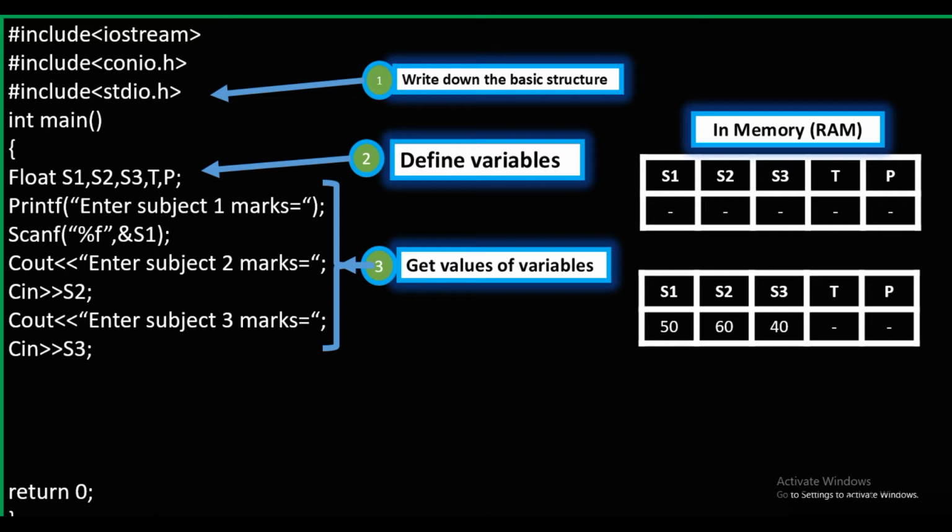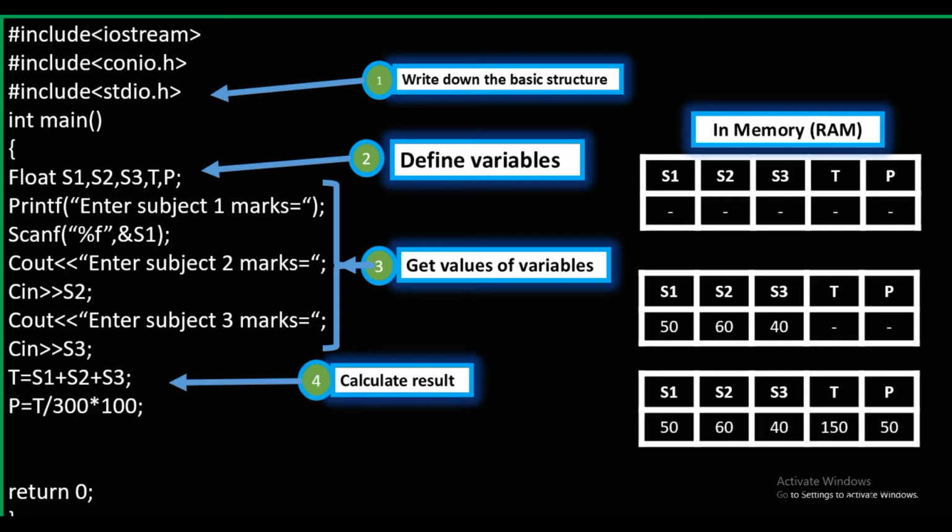After getting value, suppose user enters subject 1 marks as 50, subject 2 marks 60 and subject 3 marks 40. These values will be stored in variables in memory. In step 4, we calculate total. Total is equal to subject 1 plus subject 2 plus subject 3. T is equal to S1 plus S2 plus S3.